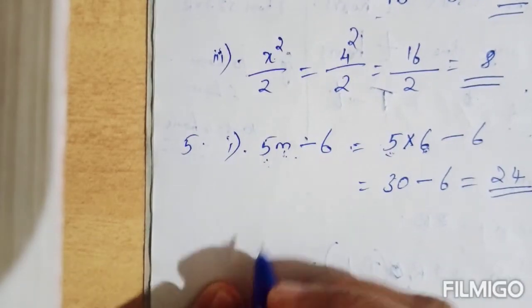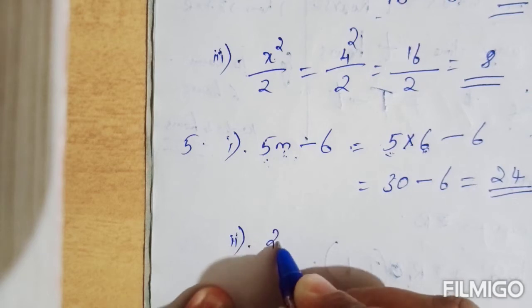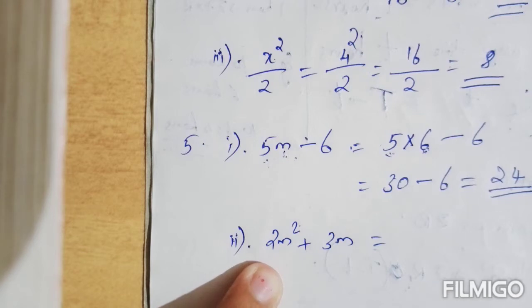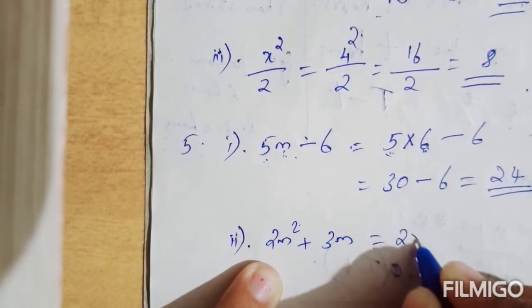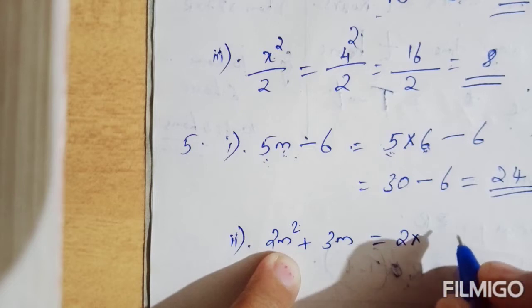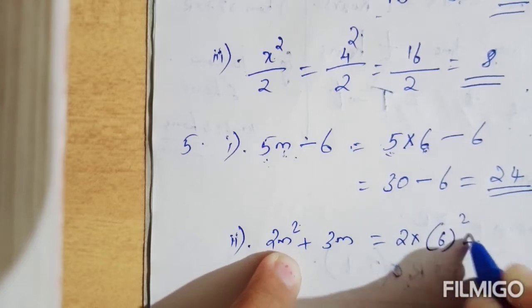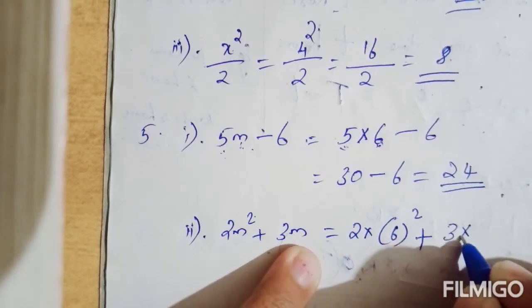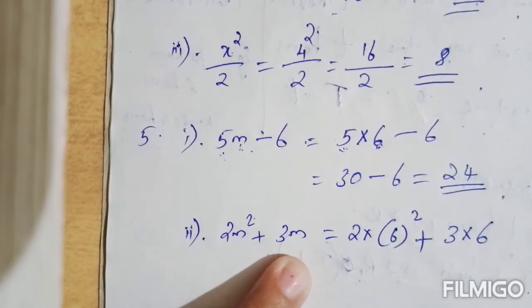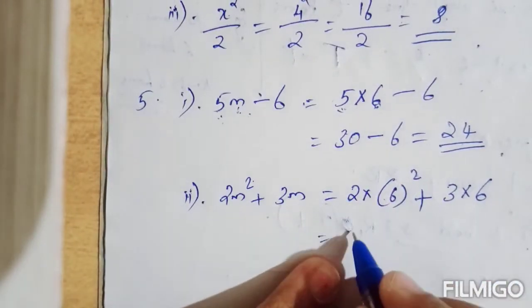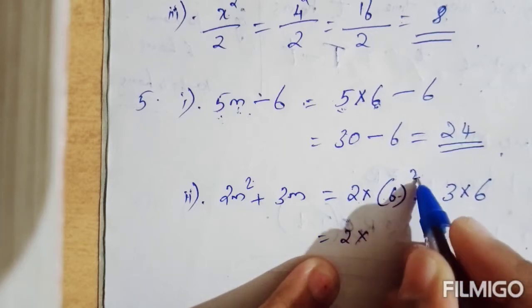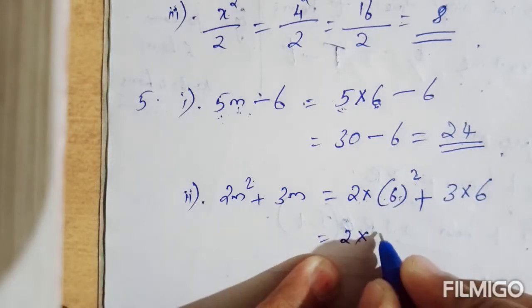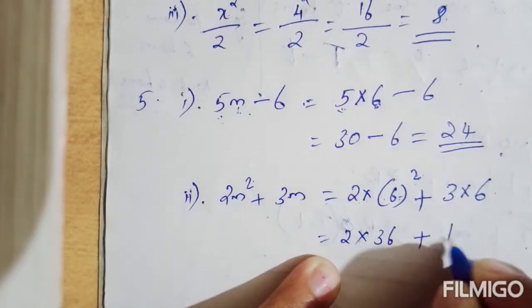Now the second one, 2m square plus 3m. 2m square, 2 into m square. The m value is 6. So 2 into 6 square plus 3m. 3 into m, so 3 into the m value, 6. Now 2 into 6 square. First we have to find the square, then only we can multiply. 6 square is 36, plus 3 into 6 is 18.